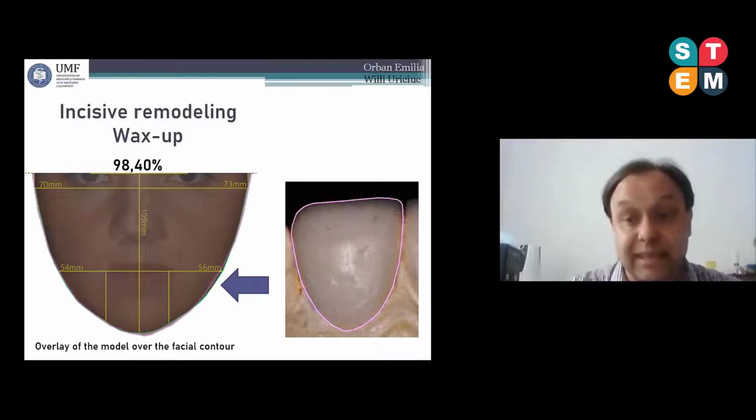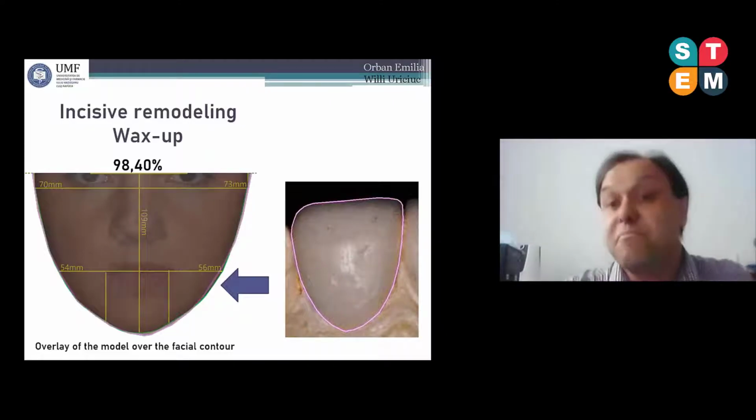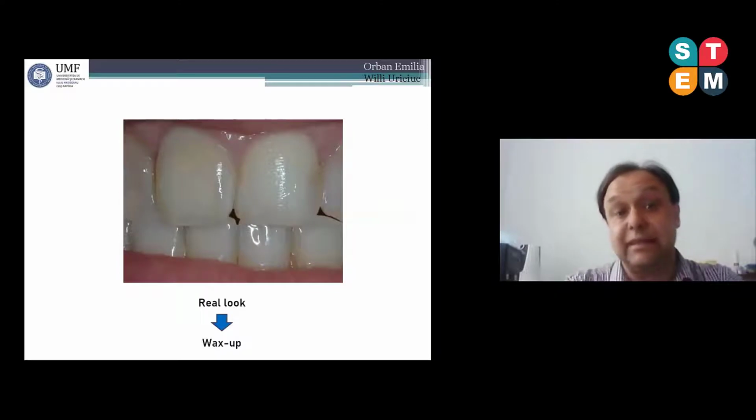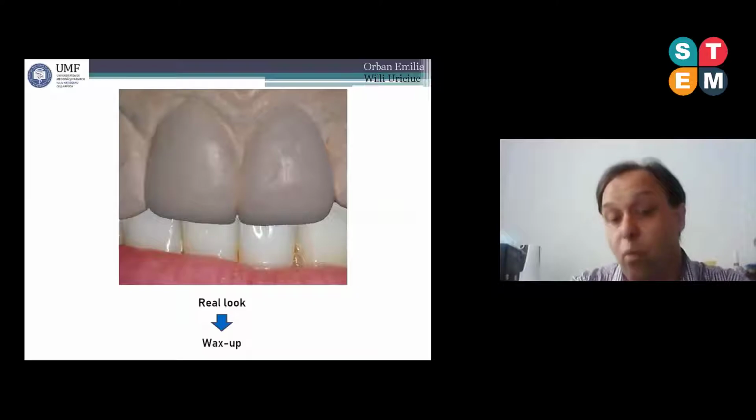We try to exceed the percent, to 92 to 98%. That is 4% more, and the patient is happy. He looks different with just a little modification of the frontal group. That's the before, that's the wax-up, and the digitalization of the tooth.